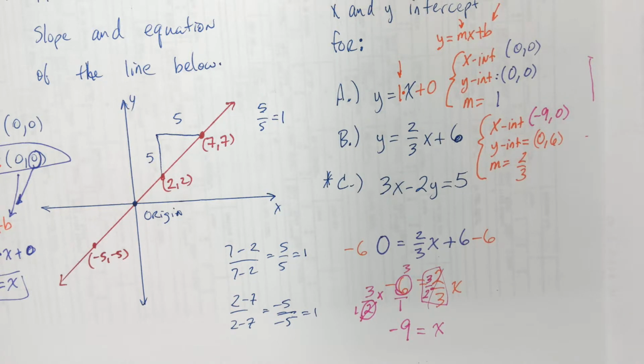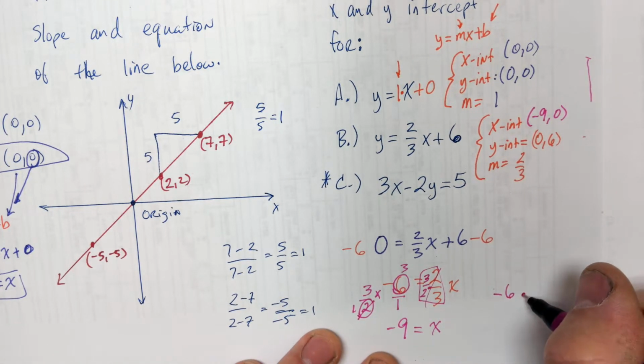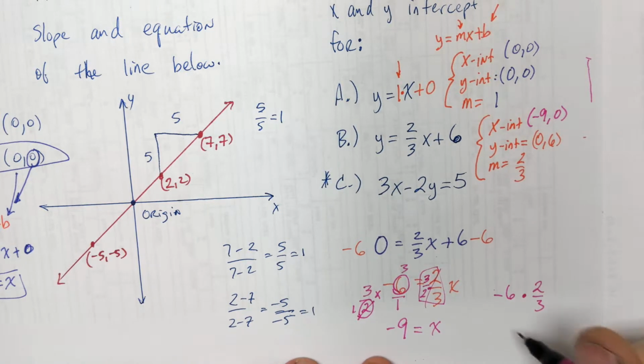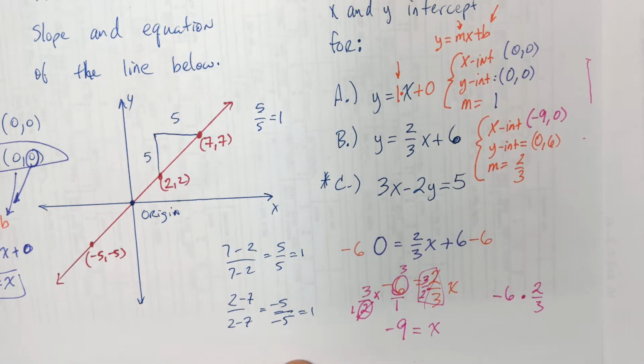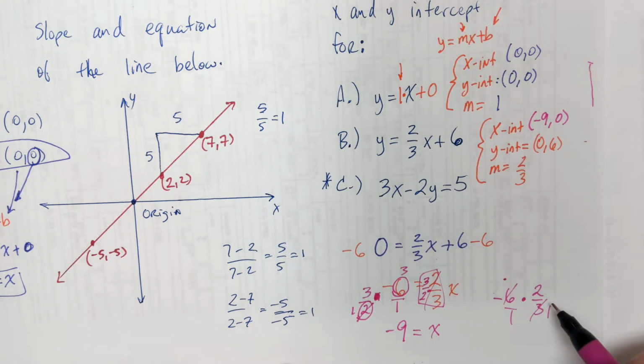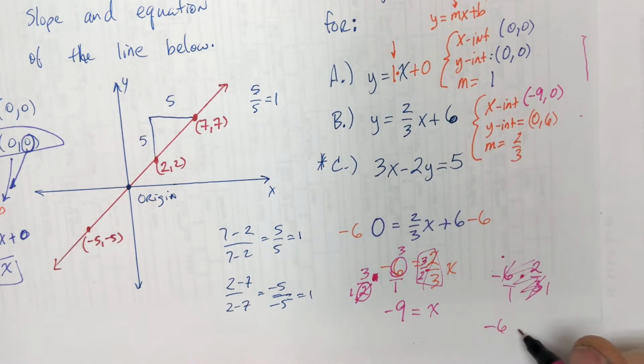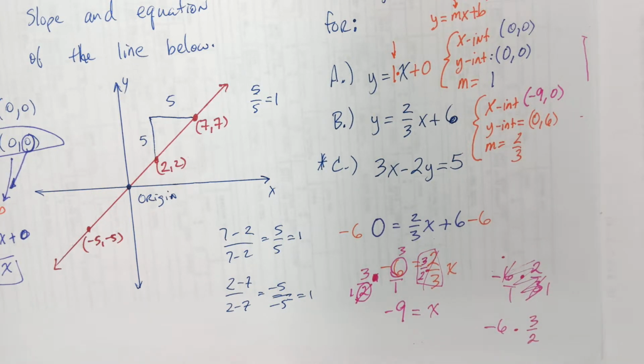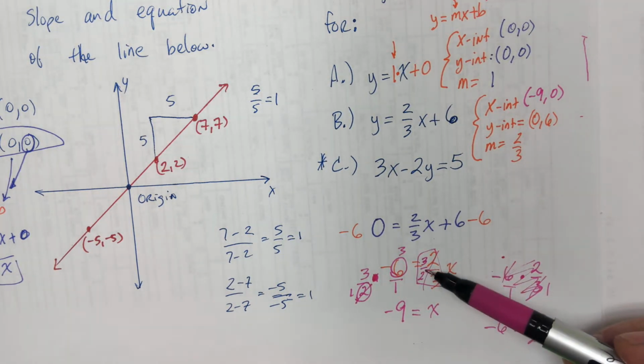You're allergic to x-intercepts? I'm just allergic to learning new things. I'm not getting it. So you're doing negative 6 times 2/3, that's the times, right? And then you put a 1 under it, you reduce. Oh wait, times 3 halves, not 2/3. Because you have to multiply by the reciprocal. You have to flip it over.